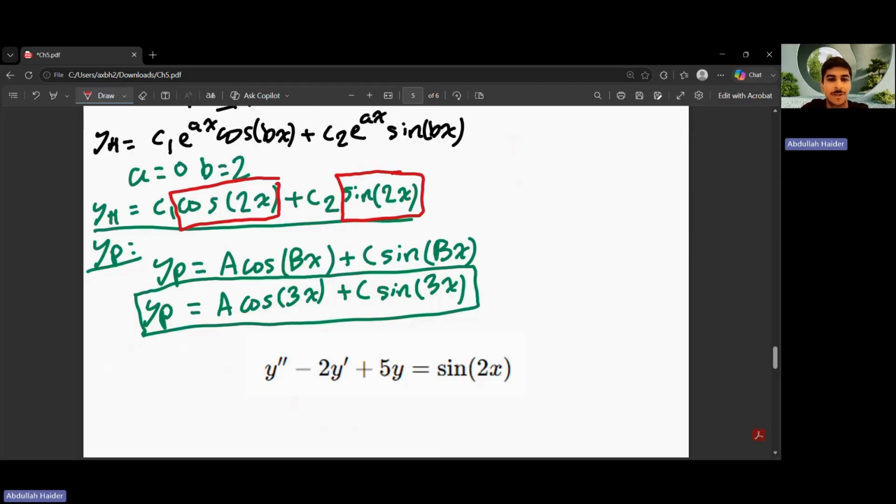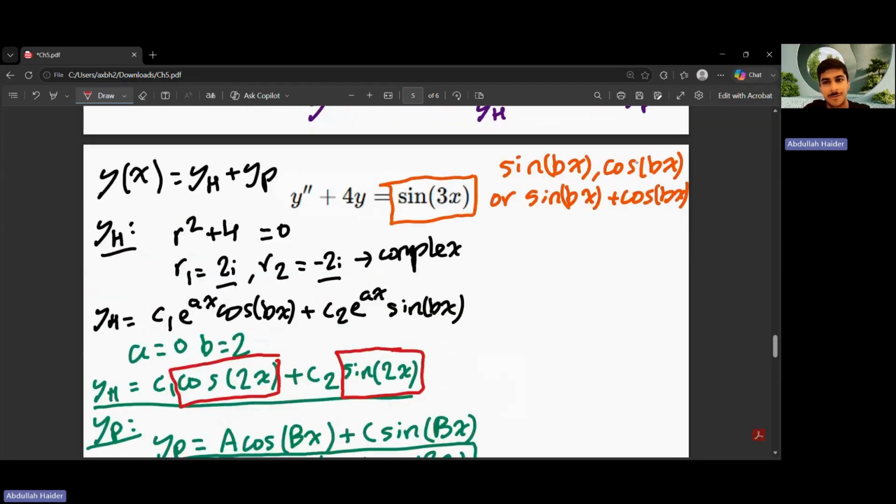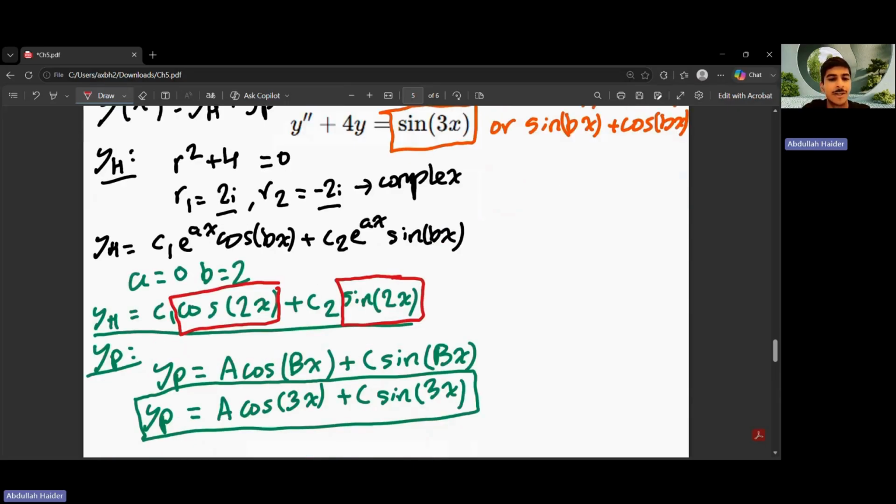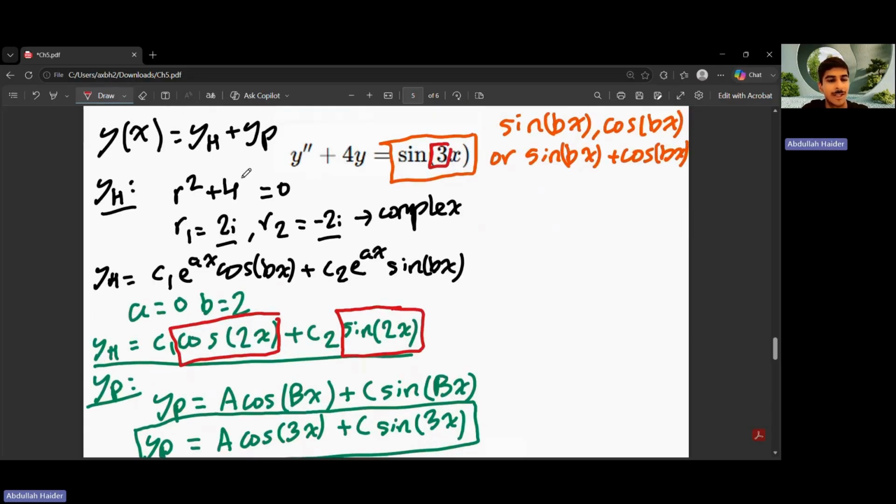As I said before, whatever type of trigonometric function you get on the right side, whether it's sine, cosine, or both of them together, your yp will always be a cosine bx plus c sine bx. And this big B is always what you have here. We did not multiply this by x since the function here is not related to the homogeneous solution in any case. So that's it for this question. We found yh and yp, and you can simply find y of x by adding them up.